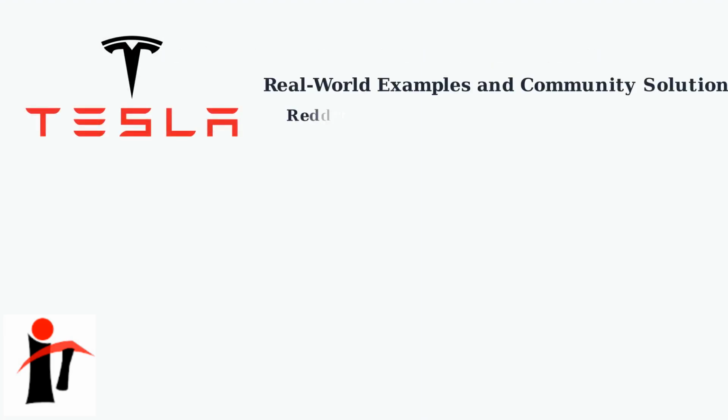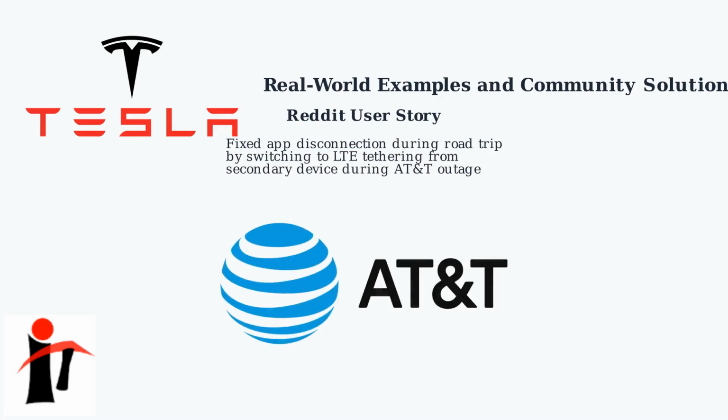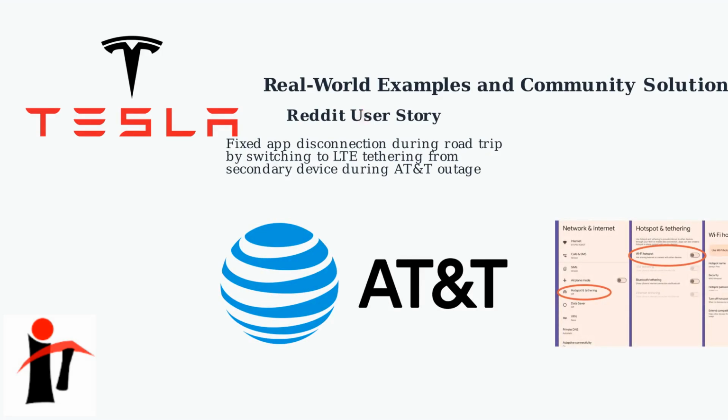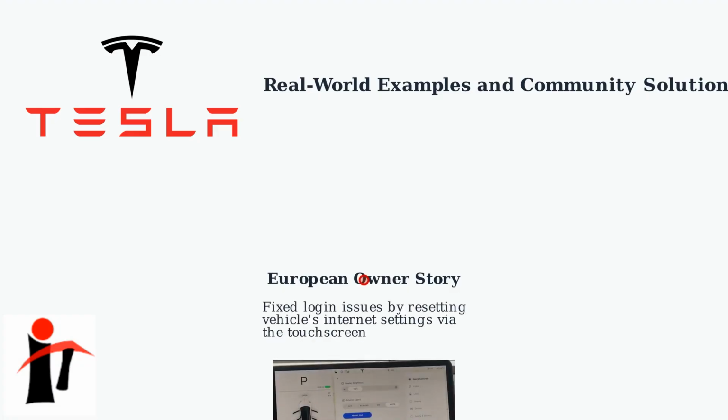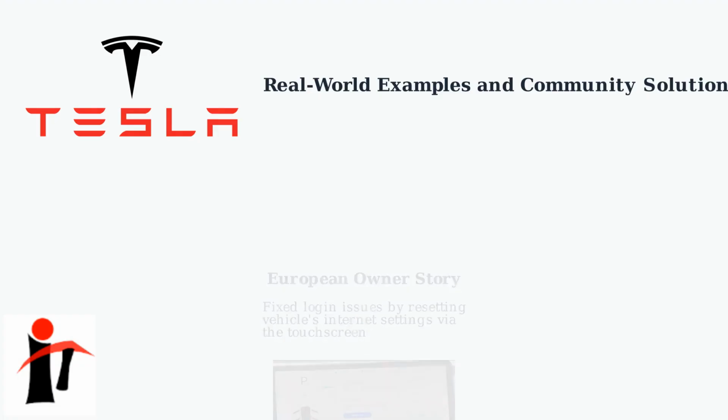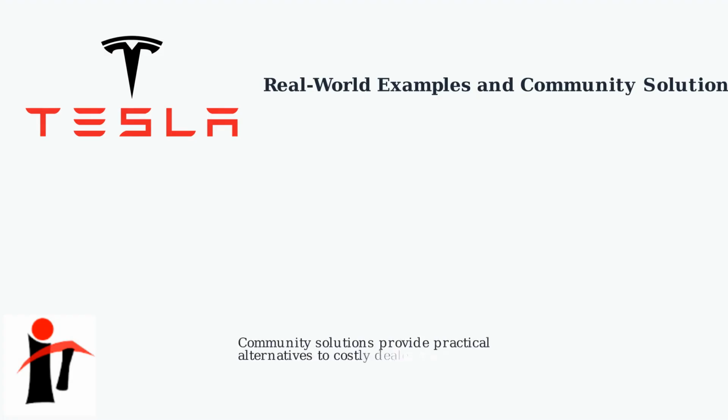Many Tesla owners have found solutions through online forums and communities. One Reddit user fixed app disconnection during a road trip by switching to LTE tethering from a secondary device during an AT&T outage. Another owner in Europe fixed login issues by resetting the vehicle's internet settings via the touchscreen. These community-driven solutions often provide practical alternatives to costly dealer visits.